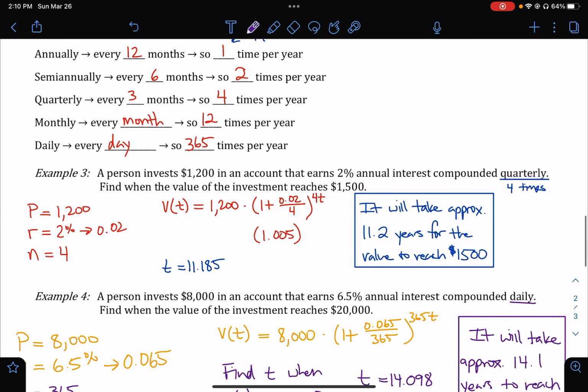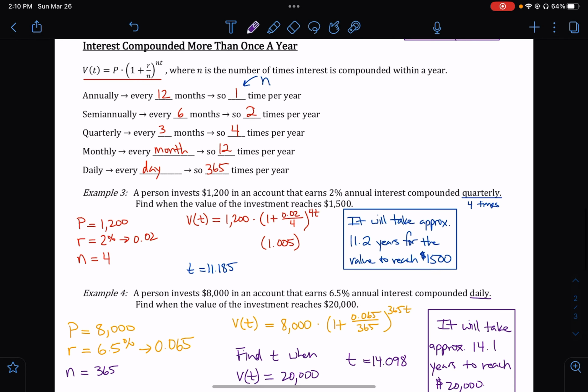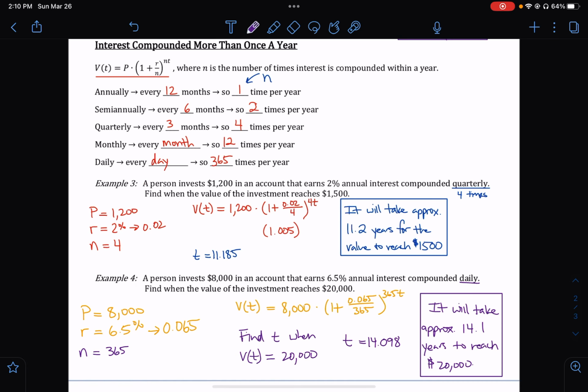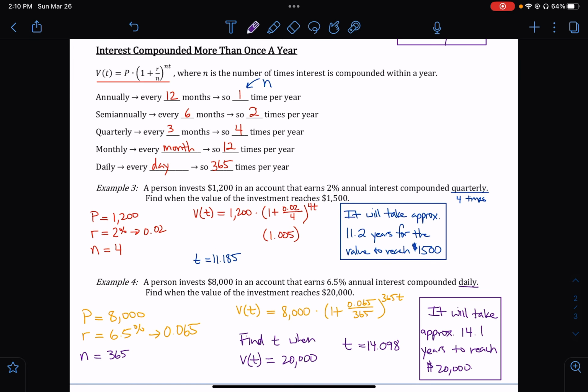So there we go. That is, again, just some examples of compounding interest more than once per year. Again, using that equation 1 plus r over n to the nt power. Again, just trying to figure out how many times is it being compounded per year. Okay, and it'll have to give us either annual, monthly, daily, quarterly, something. It'll have to give you some descriptor there for us to be able to use that. Okay.